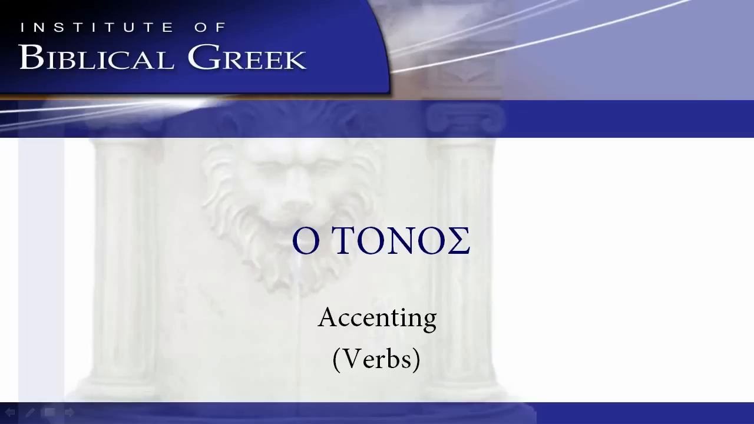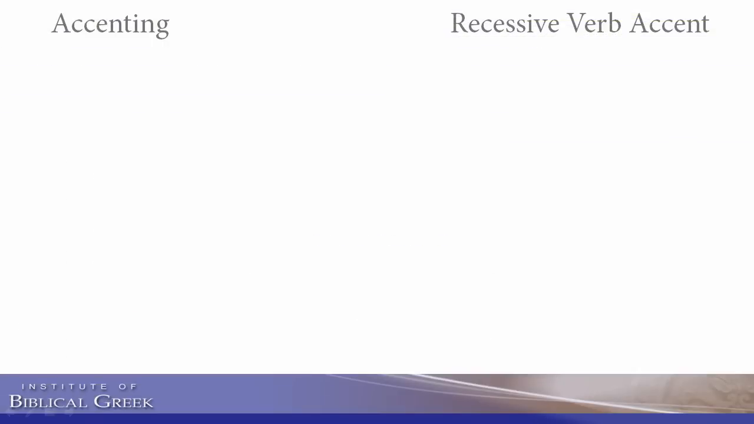The general principle for accenting verbs is recession. The accent wants to get as early as possible. This is good news because you don't have to memorize the accent location for each verb as a vocabulary word like you do with non-verbs. Every time you see a verb, you should be able to figure out exactly where it needs to be accented by this principle of recession.